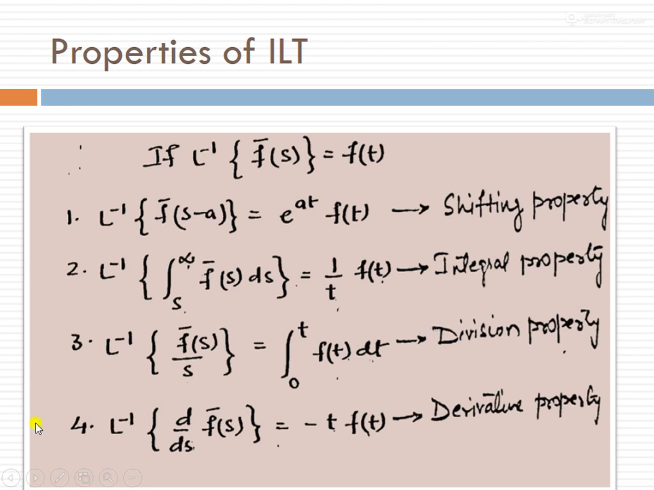In the division property, inverse Laplace transform of F of s by s equals integral from 0 to t of f of t dt. And the last one is the derivative property. Inverse Laplace transform of d by ds of F of s can be written as minus t into f of t. These are the properties of inverse Laplace: shifting property, integral property, division property and derivative property, if the inverse Laplace transform of F of s equals f of t.